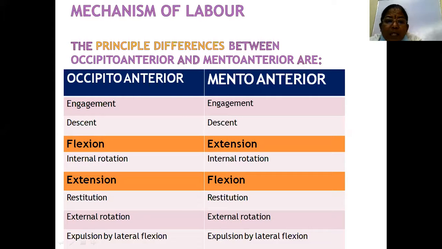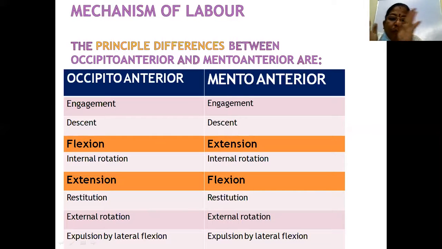So what is the mechanism of labor for mento anterior position? These are the principal differences between occipito anterior and mento anterior position. What are the steps of the mechanism of labor? All of you know this: engagement, then descent, then flexion, internal rotation, delivery of the head by extension, then external restitution and external rotation. So the mechanism is the same in occipito anterior and mento anterior.